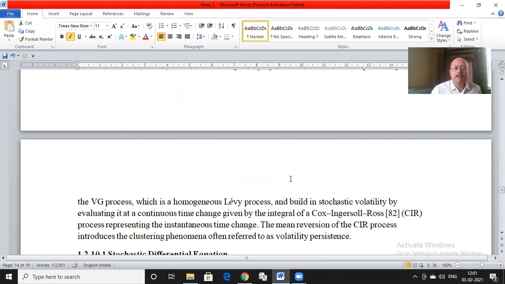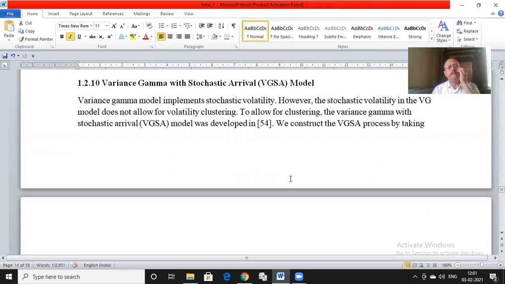Because I have that constant sigma there, I cannot explain volatility clustering with the variance gamma model. We discussed last week that variance clustering is a very common phenomenon in financial time series: prices, returns, exchange rates, etc. So this model, the VGSA model, is an attempt to allow for clustering along with the other variance gamma features. The other variance gamma features are attractive, so we want to retain them. In addition, we want to have the volatility clustering feature.